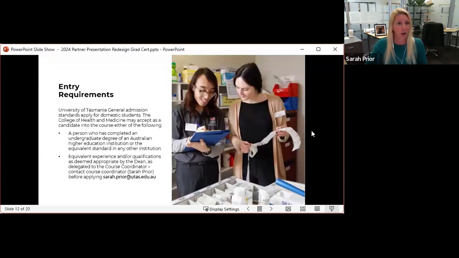So the entry requirements for the graduate certificate in healthcare redesign. Anybody who's completed an undergraduate degree in an Australian higher education institution, or equivalent at any other institution, and equivalent experience or qualifications as deemed appropriate within the university. So if you're unsure about whether you're eligible to join the Graduate Certificate of Healthcare Redesign, I would encourage you to reach out to me and we can have a discussion about that.